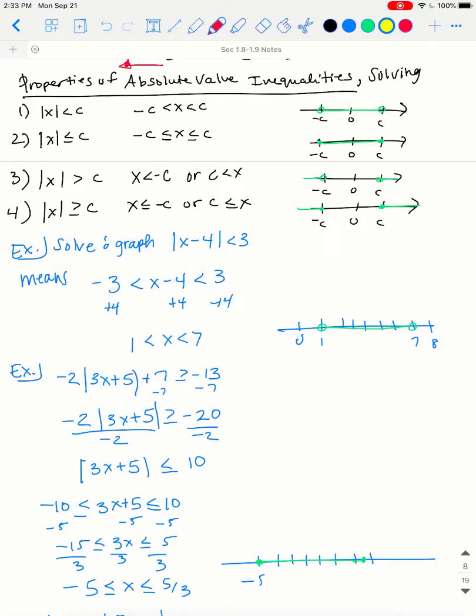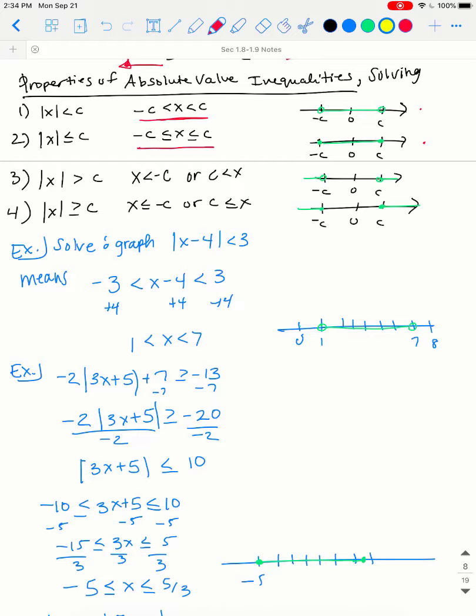So here are some properties of absolute value inequalities and how to solve them. Here, my absolute value of x is less than c. This is how I would write it as a compound inequality: my x is greater than -c and my x is less than c. If x is less than or equal to c, that means my x is greater than or equal to -c and my x is less than or equal to c. And then here are the pictures of the graphs. That just means they're in between my -c and c, the x values that I want. And then it's closed versus open dots for those.